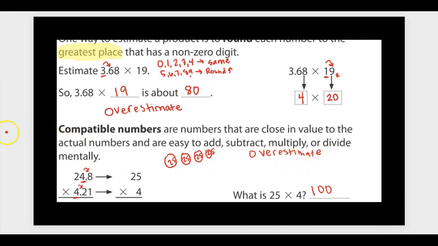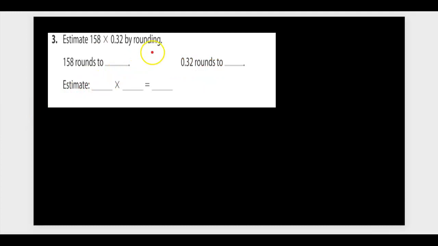Alright, so let's look at this one. It says estimate by rounding. So here we're just going to focus on rounding. 158. There's nothing here to round, but I can look at this 1 right here because we're rounding to the greatest place. That 5 tells me that that 1 needs to be rounded up to 2. So we're going to say the 158 rounds to 200 because it's closer to 200 than it is to 100.